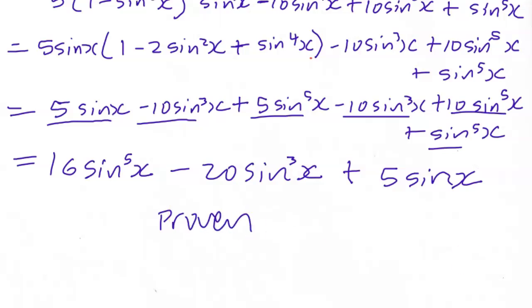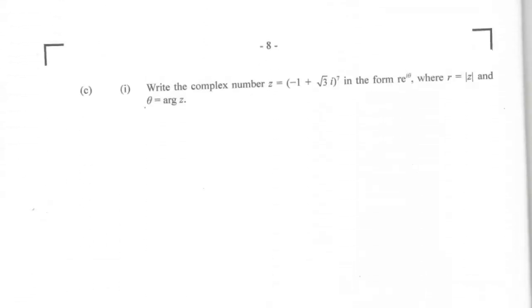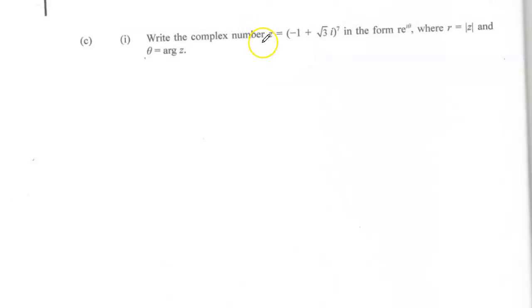Let's move on. Write the complex number z equals negative 1 plus root 3 i, to the power of 7, in the form r e to the i theta, where r is the modulus of z and theta is the argument of z.